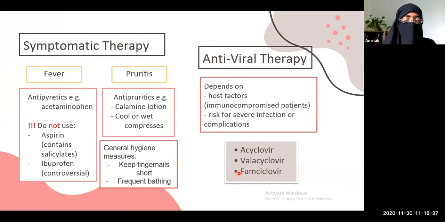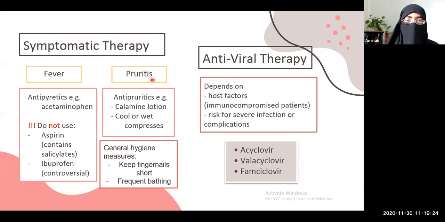So both varicella and herpes zoster in immunocompetent patients is usually a mild self-limited illness. So symptomatic therapy is enough. For example, for the fever, you can give antipyretics like acetaminophen, or any other analgesics for the pain in zoster. However, these drugs are not advised: aspirin and brufen. Aspirin especially, because both of these drugs can increase the risk of complications. Aspirin and any other salicylate-containing drug can predispose to a complication called Reye syndrome.